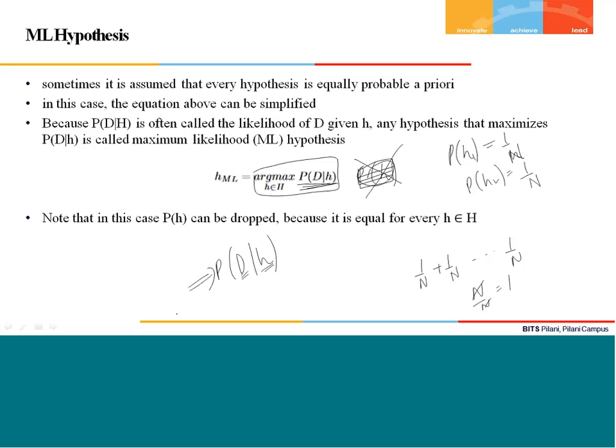So in the likelihood case, we assume that all prior probabilities are equal in number, so we can ignore them. The expression that we are left with is the likelihood expression, and the maximum of the likelihood is called the maximum likelihood hypothesis. So p(h) can be dropped because it is equal for every h, as I told you.